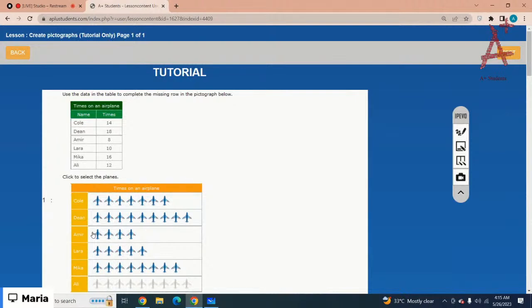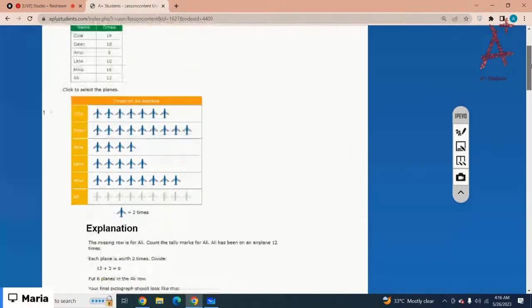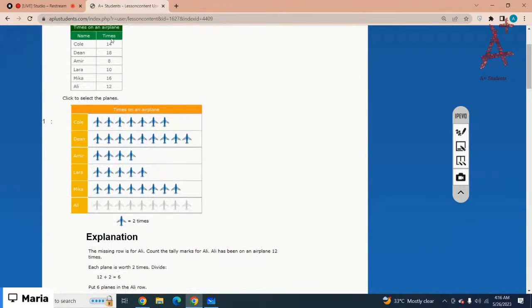Use the data in the table to complete the missing row in the pictograph below. Let's just see which row is missing. Okay, here is the table. Cole has 14, Dean has 18, Amir has 8, Lara 10, Mika 16 and Ali 12. Okay, so you have to fill in Ali. One plane means 2. Got it? So it will be 12. Just divide 12 by 2. So 2 times what number is 12? 2 times 6 is 12. That means you have to make 6 airplanes there. Got it?